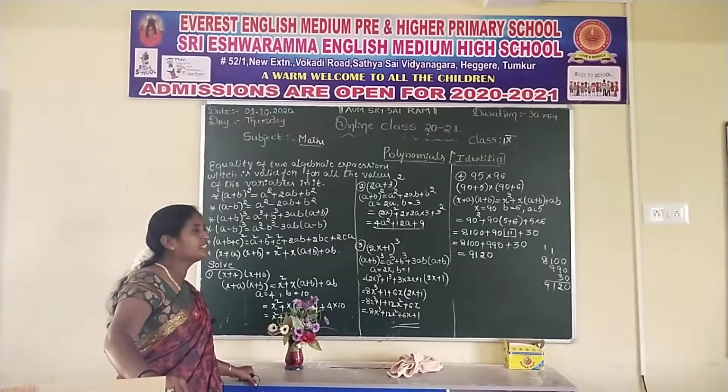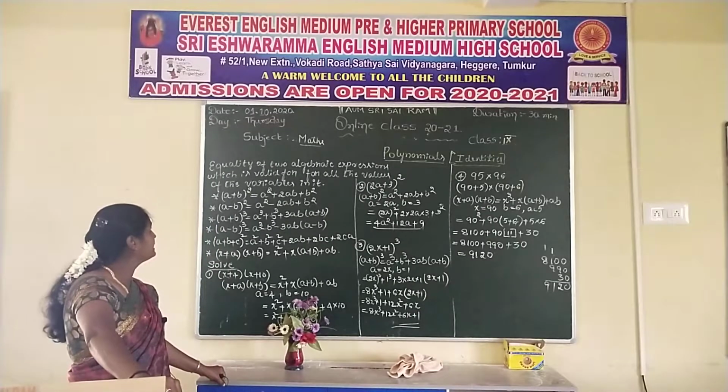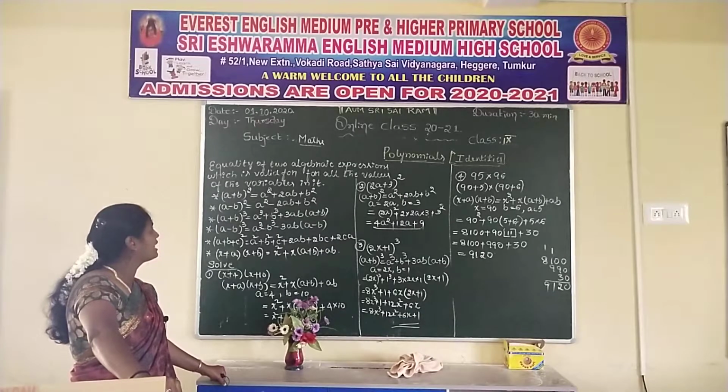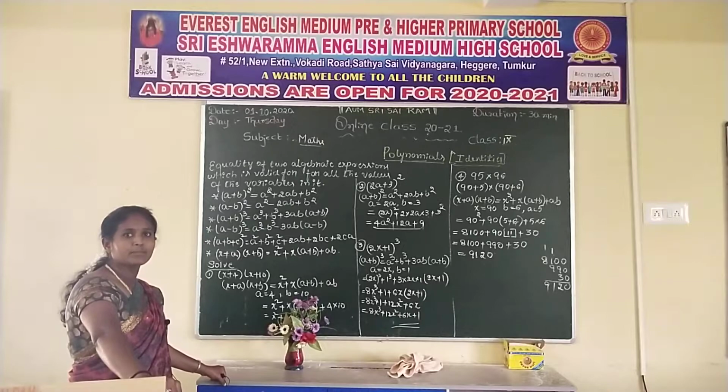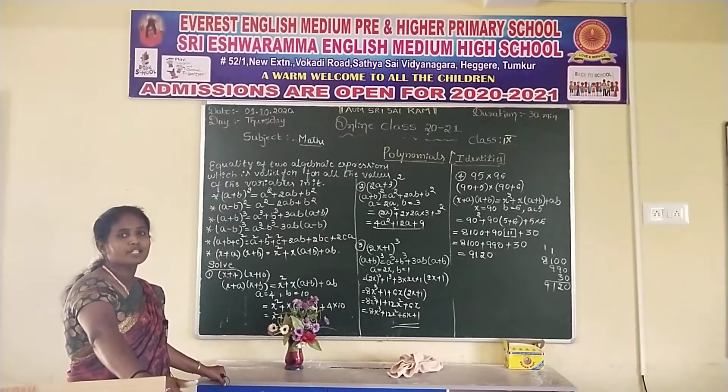But here we did it by using an identity. Today we discussed identities. An identity means equality of two algebraic expressions which is valid for all values of the variables. Two algebraic expressions means left hand side and right hand side. We used 6 identities. What are those 6 identities? (a plus b) whole square, (a minus b) whole square, (a plus b) whole cube, (a minus b) whole cube, (a plus b plus c) whole square, and (x plus a) into (x plus b).